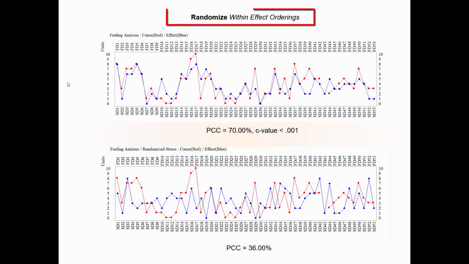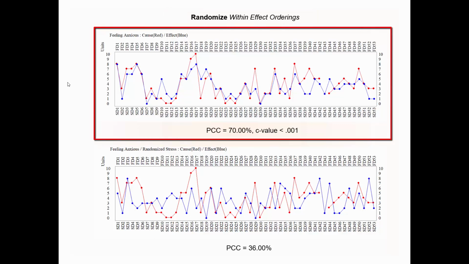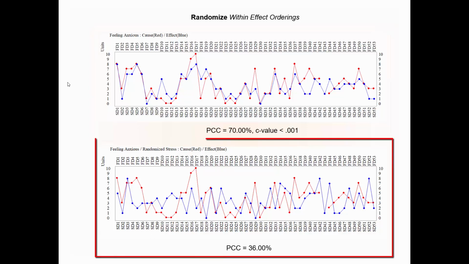How exactly do these randomization methods work? Well, let's begin with the randomize within effects orderings method. Here's the anxiety and stress ratings graph we've seen in previous videos. The bottom graph shows one instance in which the effect orderings have been randomized across the 53 days. Note that the red line has not changed from the top graph. We've only randomly shuffled the values constituting the blue line. That is, we've randomized the stress rating values across the 53 days. In this particular instance, the PCC has dropped to 36%.